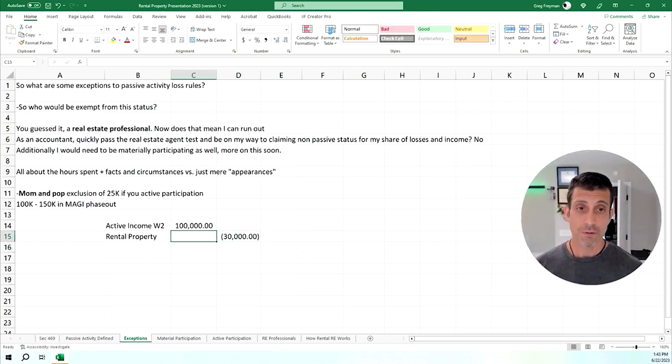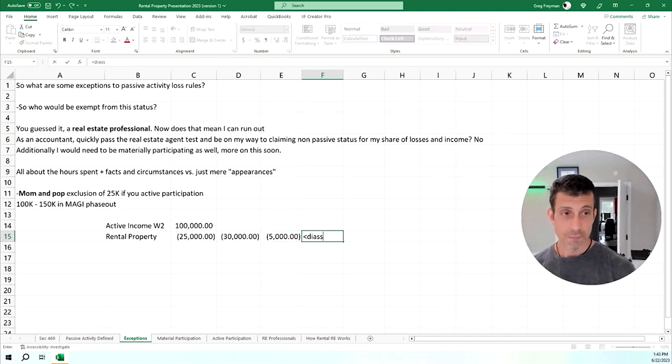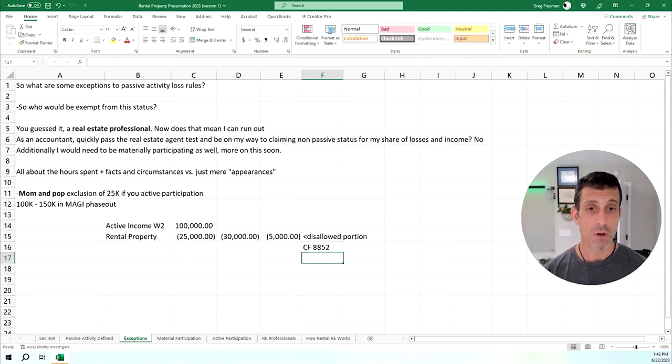So since it's $25,000, and that's all we can claim, $5,000 would be disallowed, right? And so we have $5,000 that is the disallowed portion. And it would carry forward indefinitely on Form 8582, all right? And that's basically where we keep track of the passive losses. And if you're curious, you can just look up that form. It's an IRS Form 8582, and that's where everything is basically tracked.